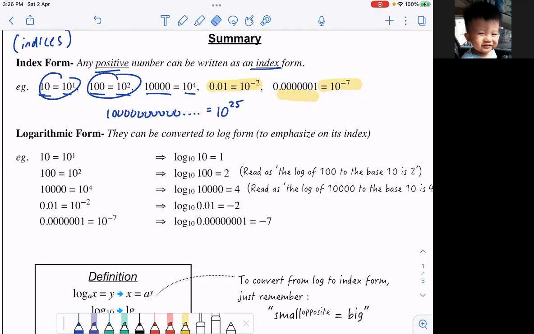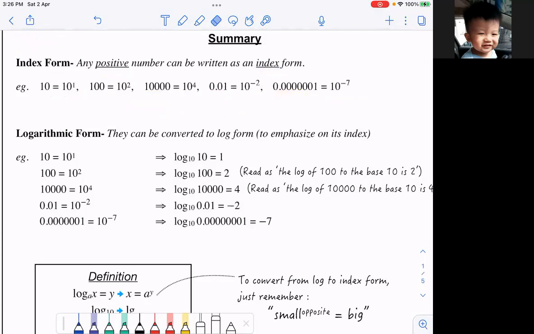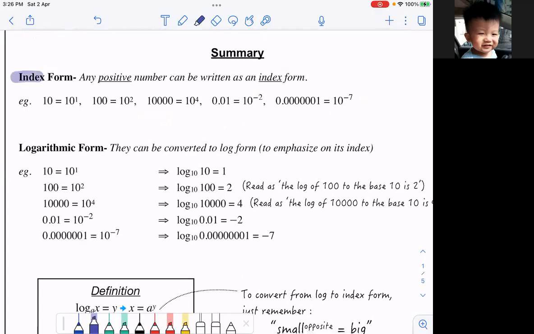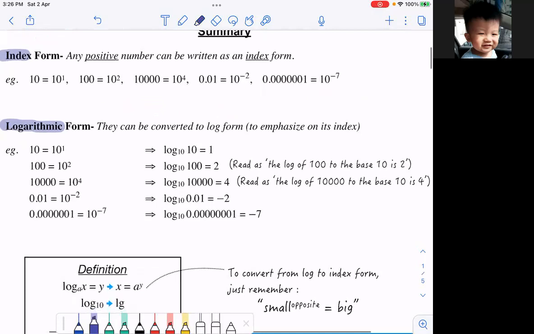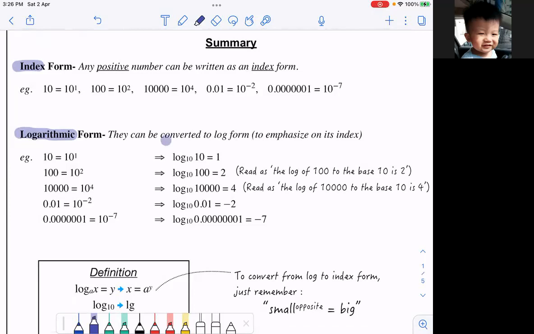So what about log form? Index form was chapter 2 or 3. Log form is right now. We're learning logarithms, so you must start to see a parallel. In my example, I know this is a lot of weirdness. Don't worry about it first. Understand the logic first. So I can convert index form into log form.